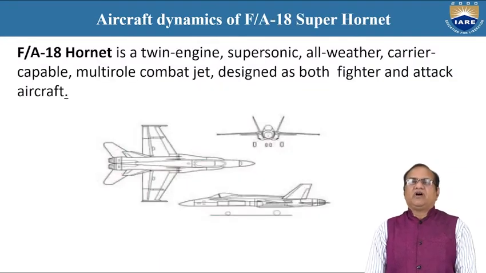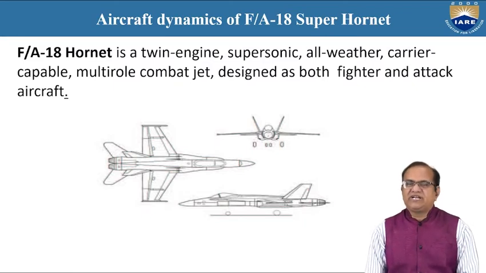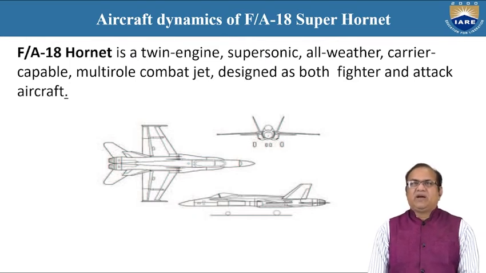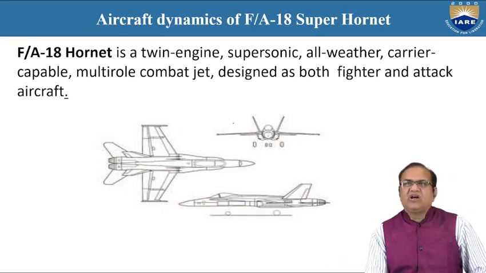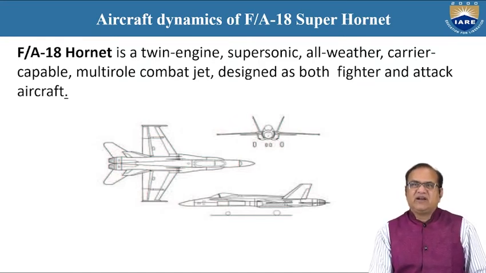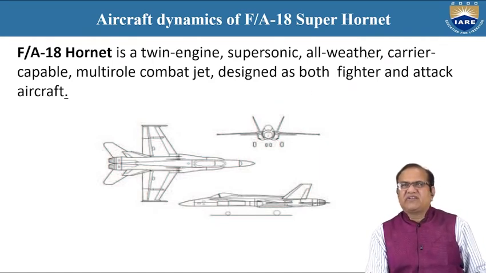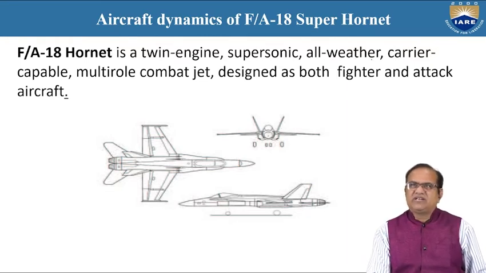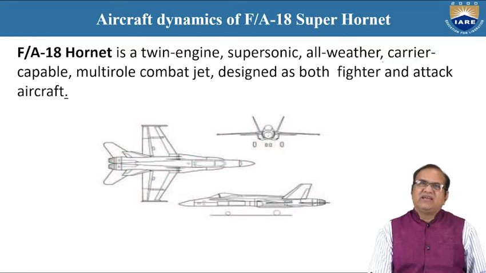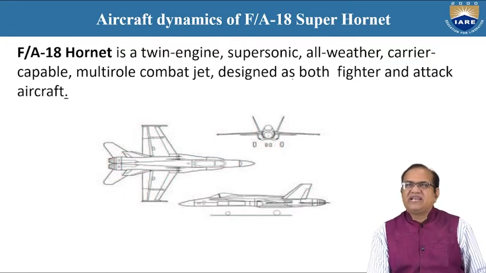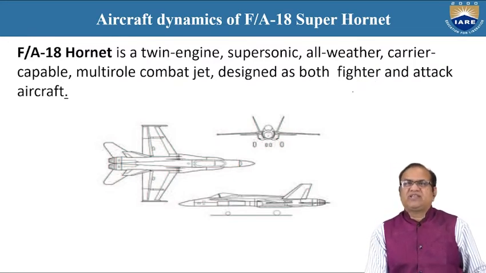Next, I am going to talk about the aircraft dynamics of the FA-18 Super Hornet. This aircraft is made by the US. The FA-18 Hornet is a twin engine, supersonic, all weather, carrier capable, multi role combat jet designed as both fighter and attack aircraft. This aircraft is well known, and it is used by the US Navy, British Navy, and so many other countries. It can be used in all types of weather, rain, thunder, very cold, very hot. It can also be used on board a ship. It is a carrier capable, multi-role compact aircraft designed as both fighter and attack aircraft, so it is used for both purposes.